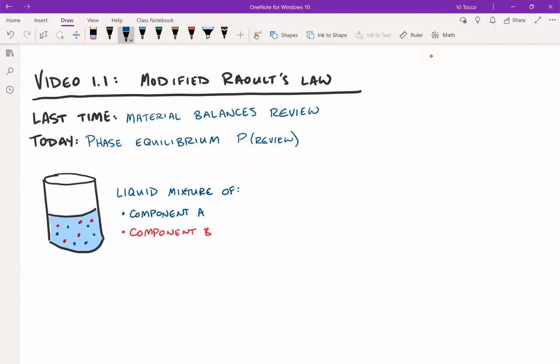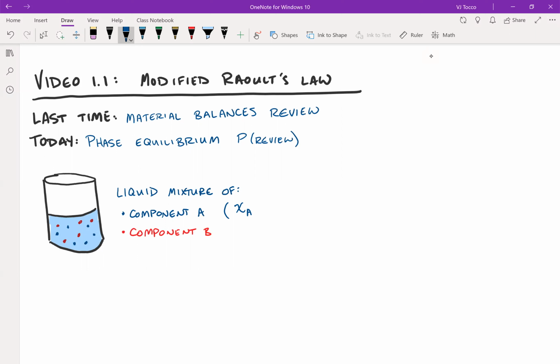So suppose that you start with a liquid mixture of component A and component B, and your goal is to separate this mixture into nearly pure component A and nearly pure component B. The way I've drawn it now, I have 6 molecules of component A and 5 molecules of the red one, component B. So I didn't make the math too easy on myself here, but if I wanted to, I need to know what the mole fraction is. So if these are all moles, I've got 6 divided by 11, that is 55%.